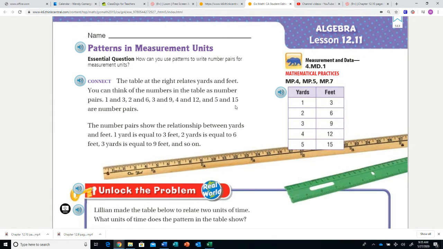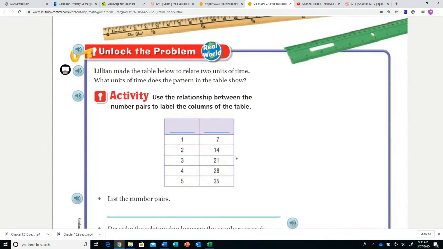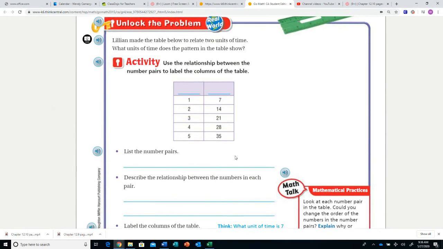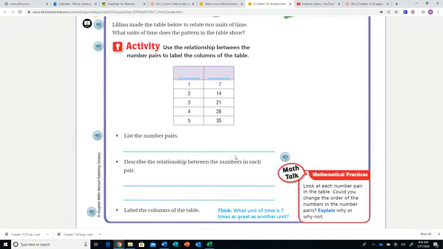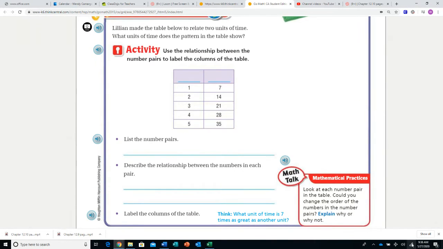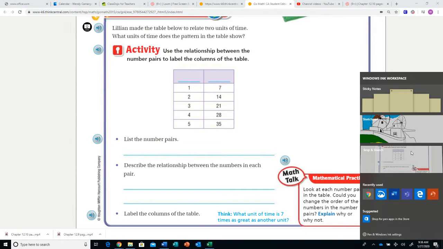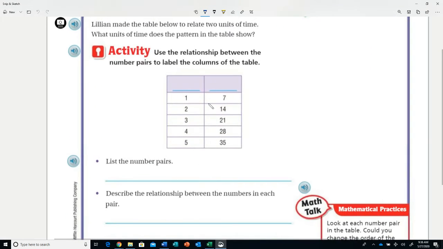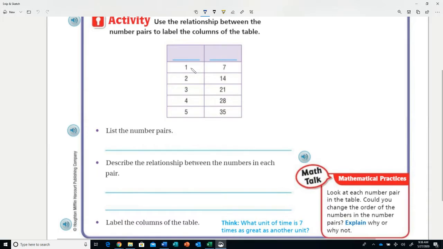1 yard is equal to 3 feet, 2 yards is equal to 6 feet, 3 yards is equal to 9 feet, and so on. So as we go to unlock the problem, it says Lillian made the table below to relate two units of time. What units of time does the pattern in the table show? So this one I feel like is pretty simple. So what is the relationship between the number pairs to label the columns of the table? I have a 1 and a 7, a 2 and a 14, a 3 and a 21, a 4 and a 28, and a 5 and a 35.